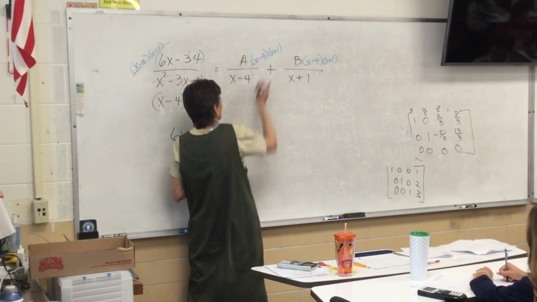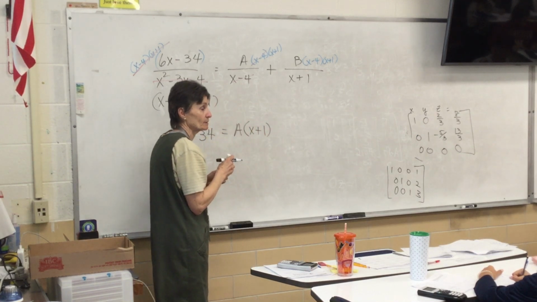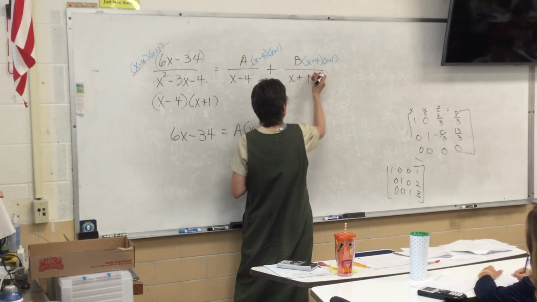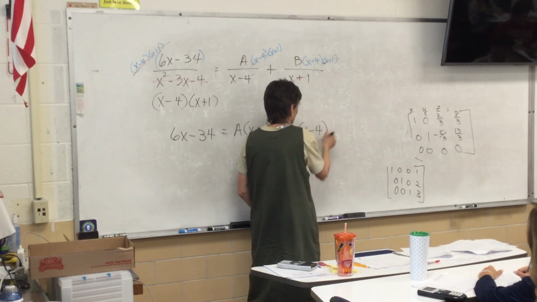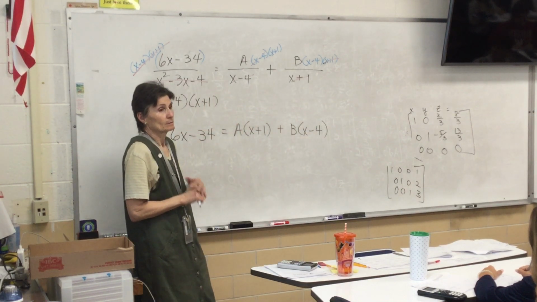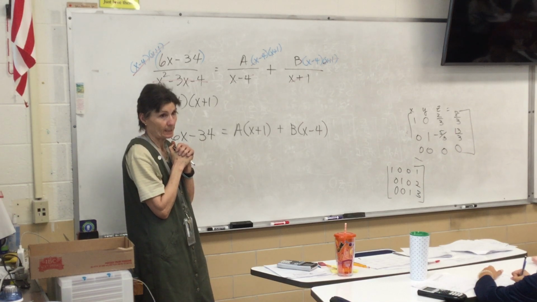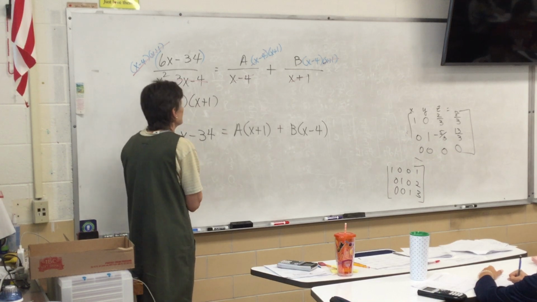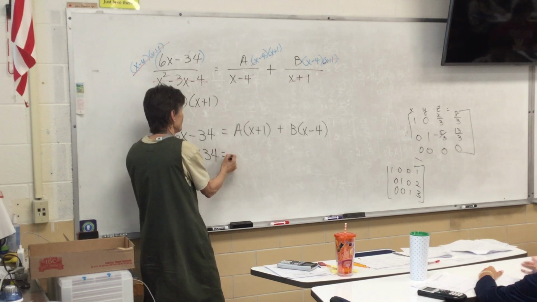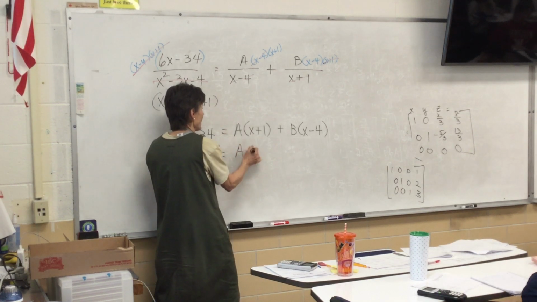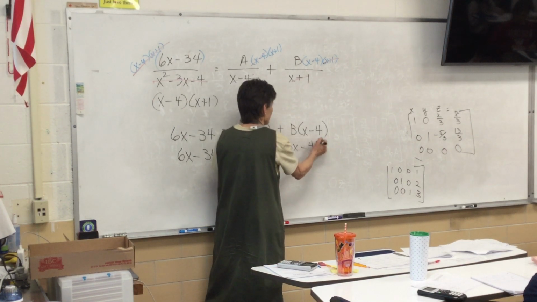Here, just this part cancels. So I'm going to have my A times my x plus 1. That's what's left. And then here, that's going to cancel, and I'm going to have my B times x minus 4. Now what? Alexis? You have to distribute the A and B into the x plus 1. Exactly, so I'm going to start distributing. So I have 6x minus 34, and that's going to equal ax plus a plus bx minus 4b. Everybody okay with that?